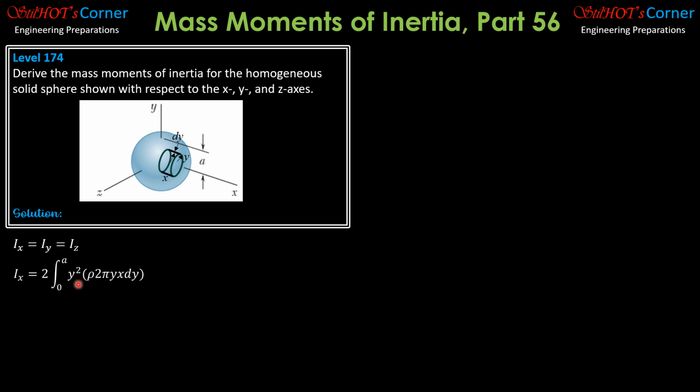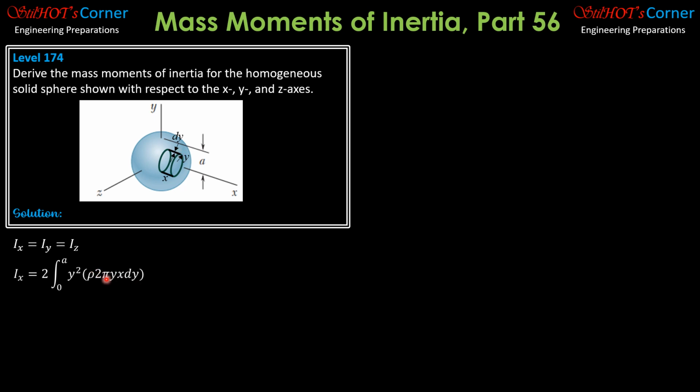So y squared, density times volume. The volume is the circumference of the cylindrical shell, which is this 2 pi y. The thickness is dy and the length is x. Another way is if we apply what we call Pappus theorem, which is area of the rectangular strip times distance traveled by the centroid of that strip. That's the differential volume.